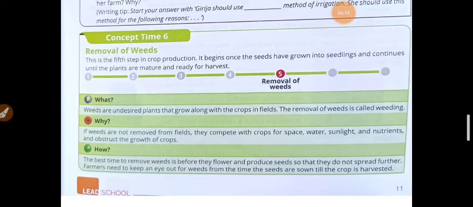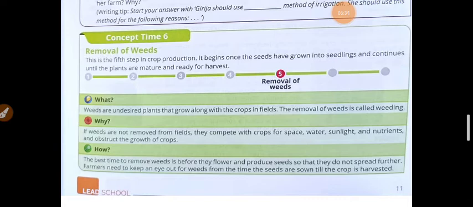So we remove them, so that the water, sunlight and nutrition the crop requires for its growth will be enough for it. Why should weeds use all the water and sunlight? There will be less for the grown crop that we actually need, so we remove them. And how do we remove them?